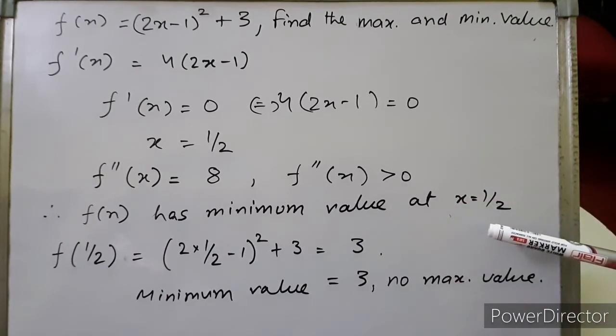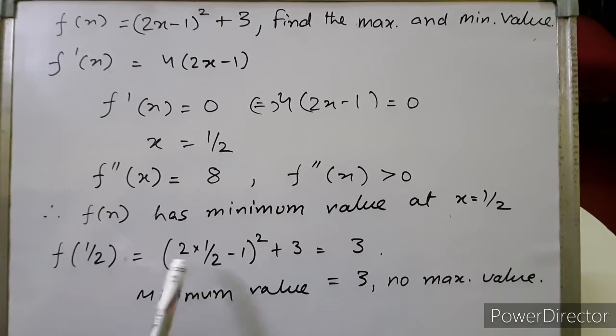So for finding the minimum value, what we'll do, we'll put this x equals 1 by 2 in the function. Then we'll get (2 times 1 by 2 minus 1) whole squared. This whole will become 0, plus 3. That means equals 3. So now we can say that the minimum value of the function at x equals 1 by 2 is 3 and there is no maximum value. Alright children, note down the solution please.